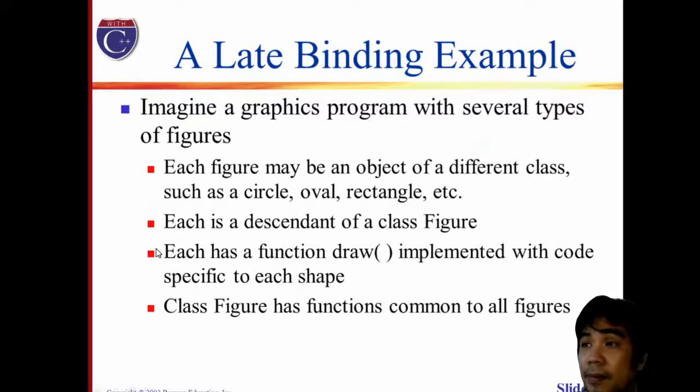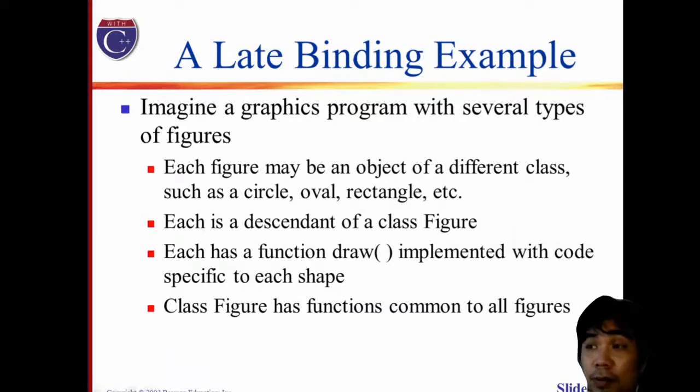A late binding example: imagine a graphics program has several different figures, like the circle, the oval, and the rectangle, etc. They have different classes, but they have the same meaning. So you can draw a circle, you can draw an oval, or you can draw a rectangle. You can implement it on one specific shape in your program.